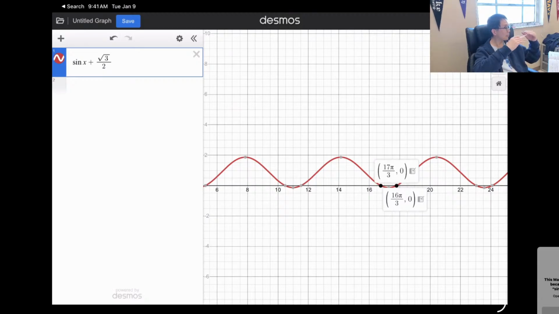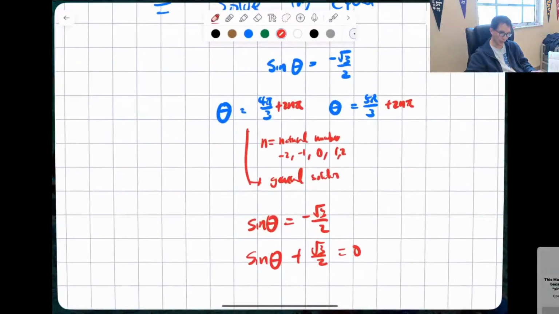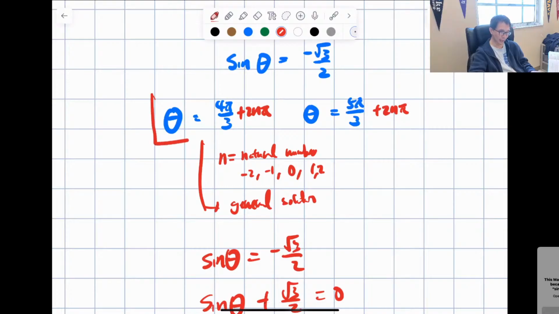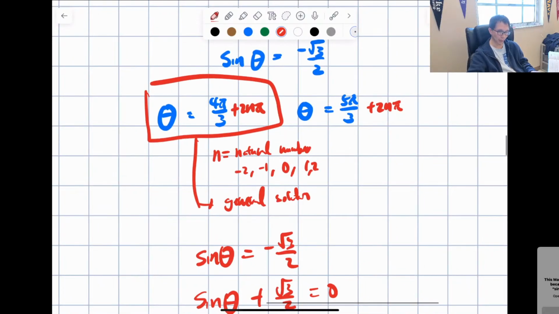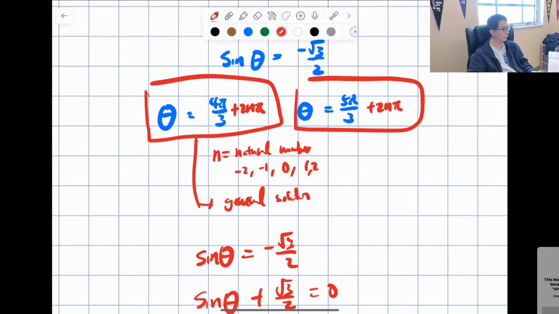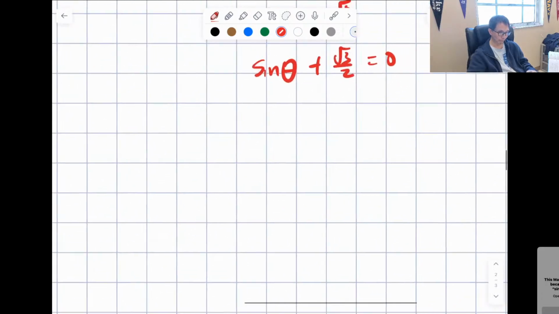So that's what's going to be plus 2n pi. It happens every 2n pi. Because if you add 2 pi to your 4 pi over 3, it's going to give you the next answer. If you add 4 pi, it's going to give you the next answer. If you add 6 pi, it's going to be the next answer. So there's an infinite amount of answers. That's why you say theta is equal to 4 pi over 3 plus 2n pi, and theta is equal to 5 pi over 3 plus 2n pi. Does that make sense? Okay.